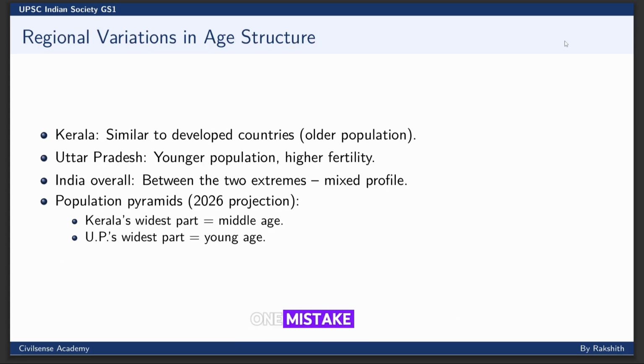Now, one mistake we should never make while studying India is assuming that all regions behave the same way. India is not one demographic story. It is many stories happening at the same time. Take Kerala for example. Kerala's age structure looks very similar to that of a developed country. It has fewer children, a large working age group, and rising elderly population. This is the result of early investment in education, healthcare, and women's empowerment.